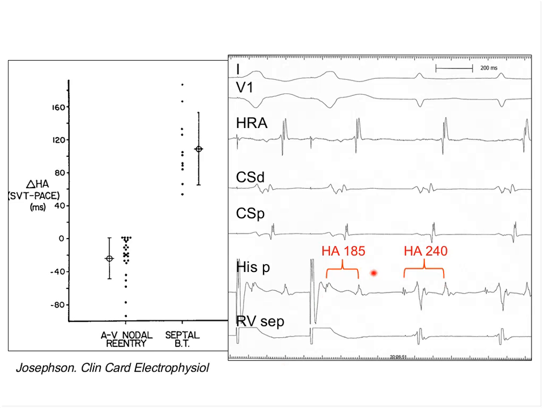Now at the left you can see what were the findings in a series of tachycardias that were looked at by Mark Josephson and his group years ago, and they found a neat difference in the HA during particularly septal accessory pathways here. As I said before, the HA interval is different than what is the measurement during AV nodal reentry, as shown here on the left part of the slide.